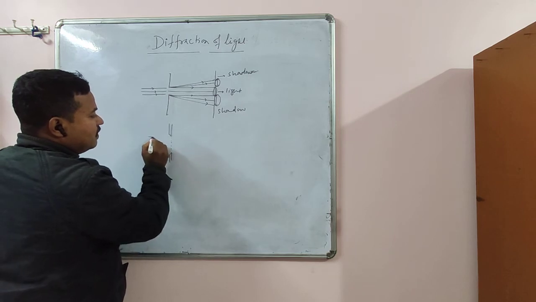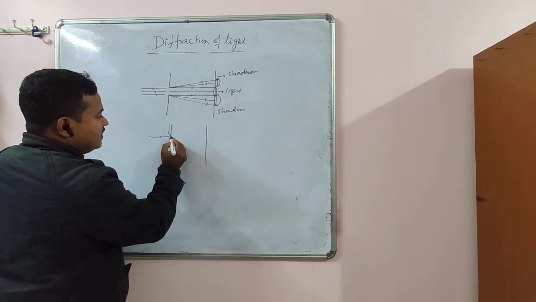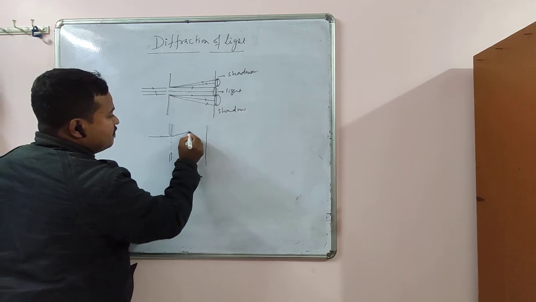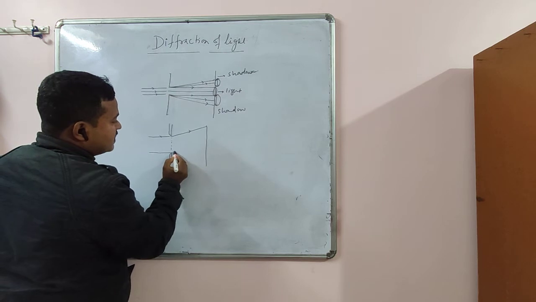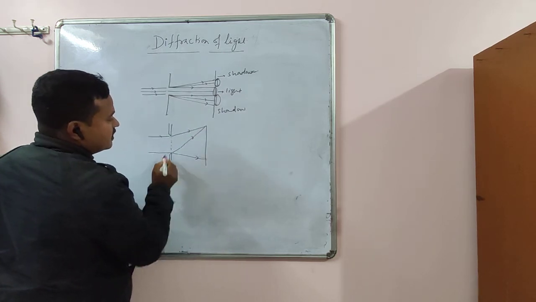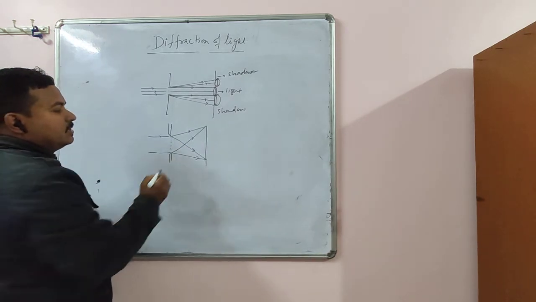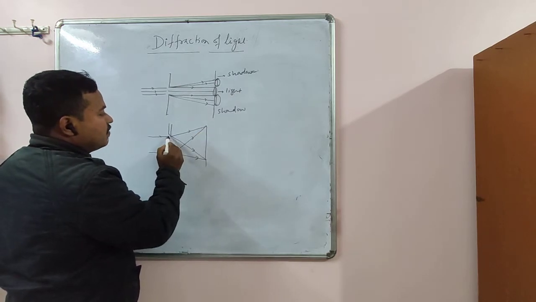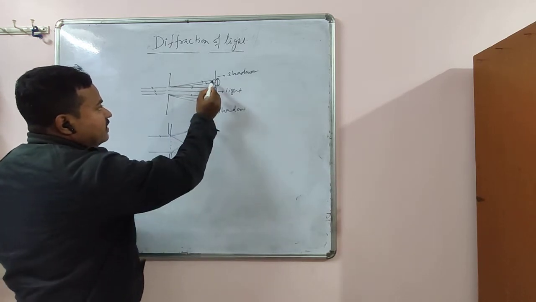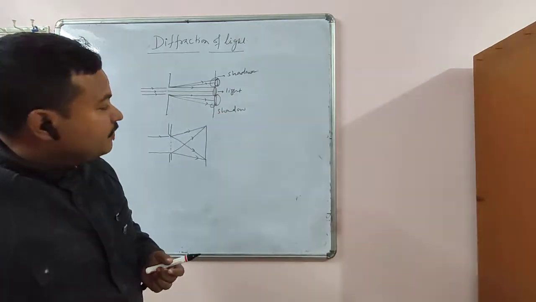So here, when light strikes this end, it bends from these sharp corners. So this bending of light is called what? Diffraction. So diffraction is the bending of light round the sharp corners of the obstacle and entering into the shadow region. That is called diffraction of light.